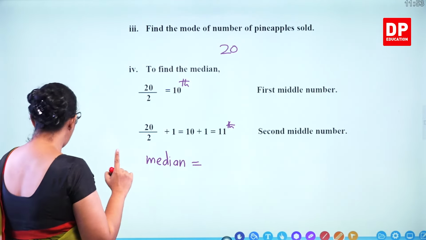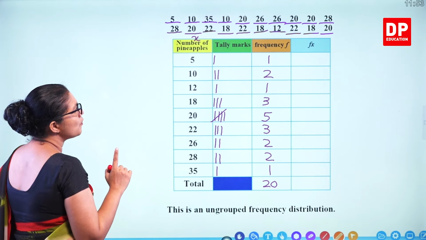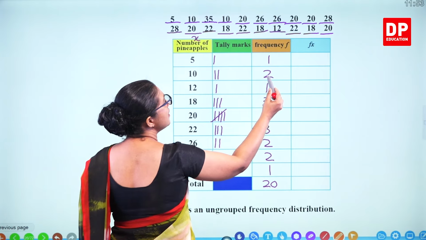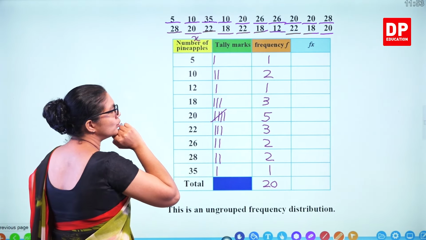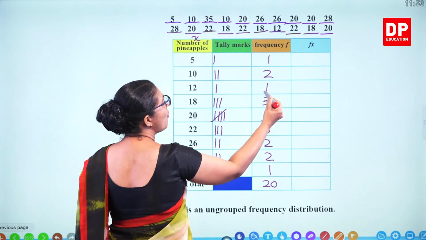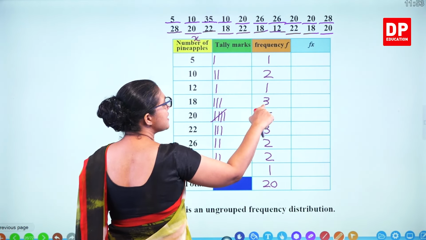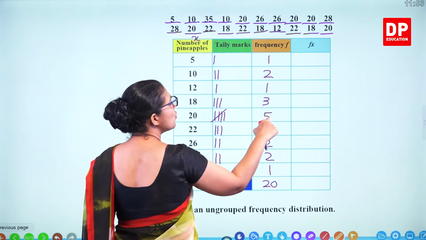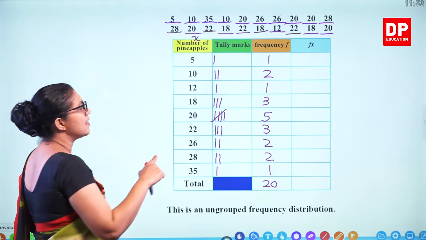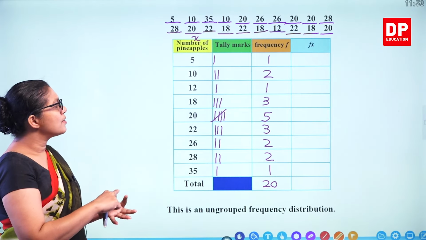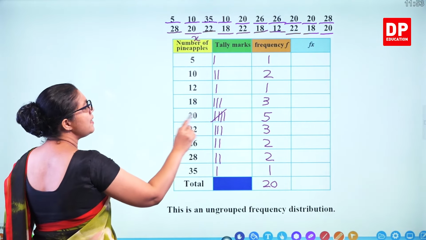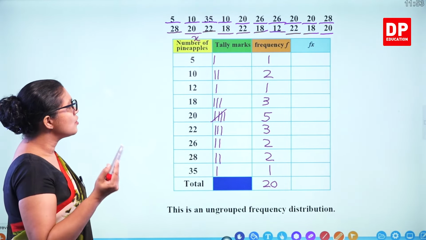becomes, so 10th value, what's the 10th value? 1 plus 2, 3. 3 plus 1, 4. 4 plus 3, 7. After 7, this is 12. So up to this point, you are getting 20s. 8th value, 9th value, 10th value, all these are 20. So the median becomes 20.